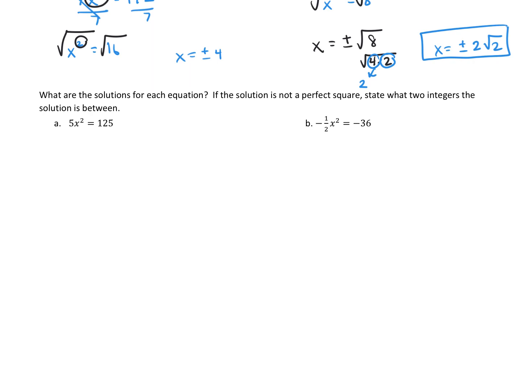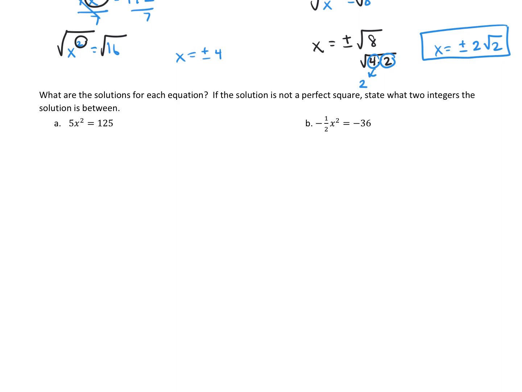All right, we have a couple other questions. What are the solutions for each equation? So we're going to solve. If the solution is not a perfect square, kind of like what we had up here, this 8 was not a perfect square, state what two integers the solution is between.